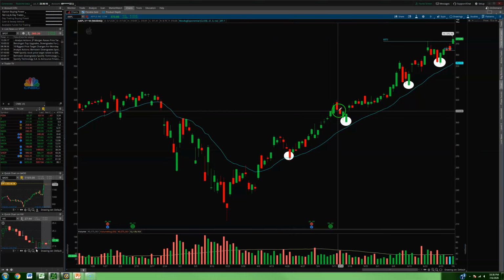Over the last couple of months, guys, Apple's giving you 1, 2, 3, 4 shots here to get a nice easy entry and catch some of the most beautiful moves the market's given us this year. The reason I'm putting together this quick lesson, guys, is to share with you my mindset and how I'm structuring my trading right now.